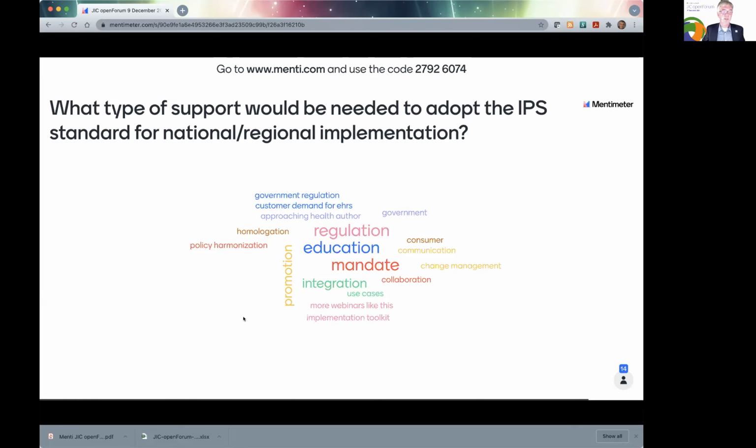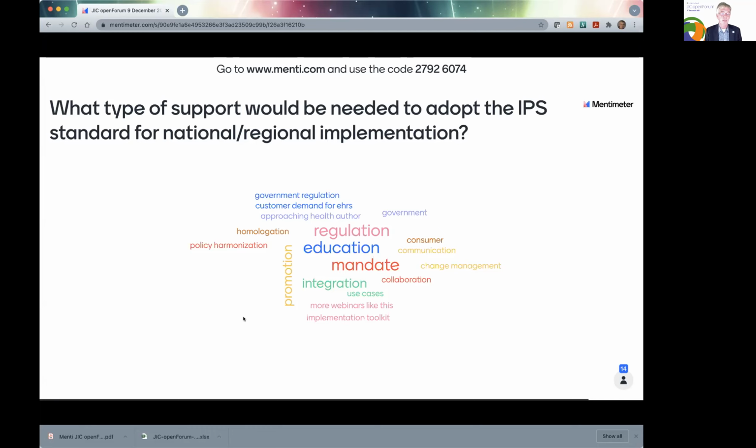Homologation, that's an interesting one. I'm hoping we're not going to try and do that all across the world, but maybe our connections to the WHO will lead us at least partly in that direction. But that's a very good thing. Yeah, a mandate to actually do this, that's something that we've been striving for in a number of countries. Change management, that's a really important one to help people to actually migrate from one version to another.